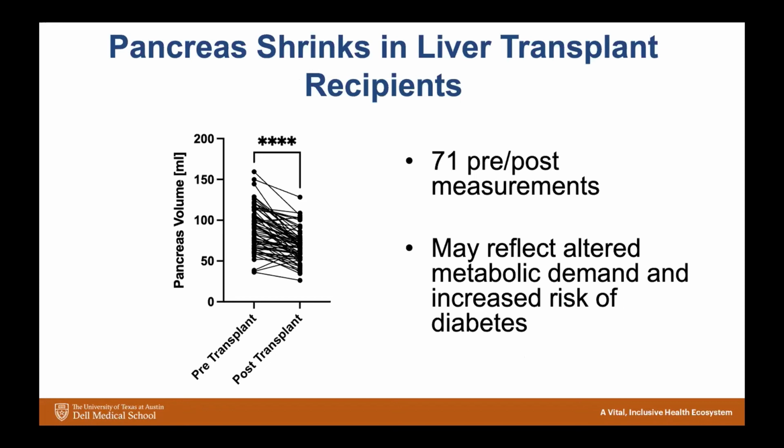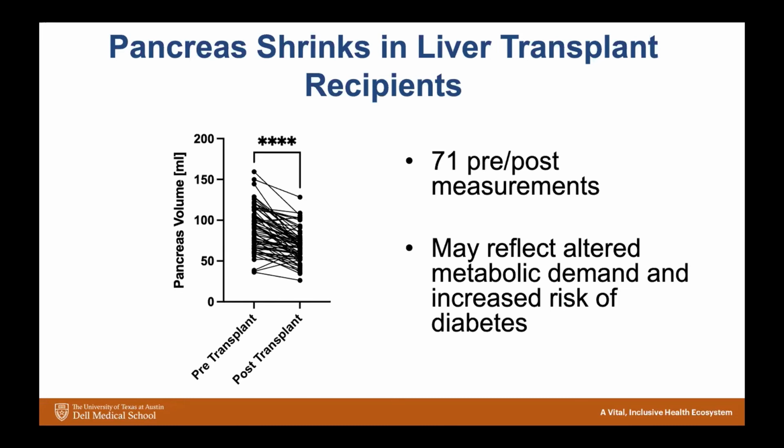And what we found is that we've now looked at 71 imaging pairs, so that's 71 images performed before liver transplantation, 71 images after. We're again looking at the liver transplant recipients. And what we found is that there's a pretty drastic decline in pancreas volume in these individuals who get liver transplantation. And we hypothesize that this may reflect the altered metabolic demand after liver transplantation and may, in part, reflect this increased risk of developing diabetes after liver transplantation.